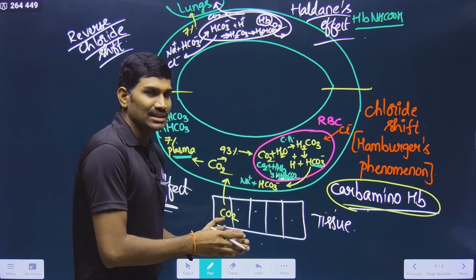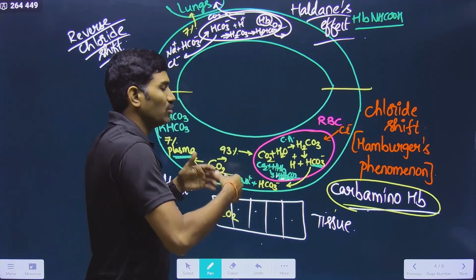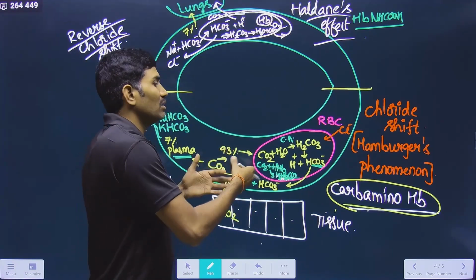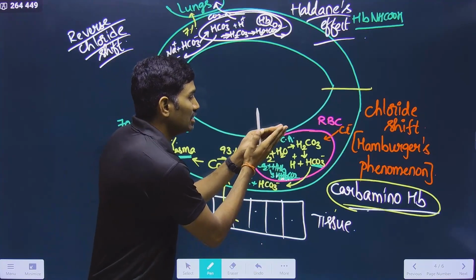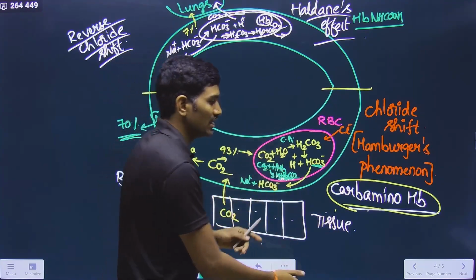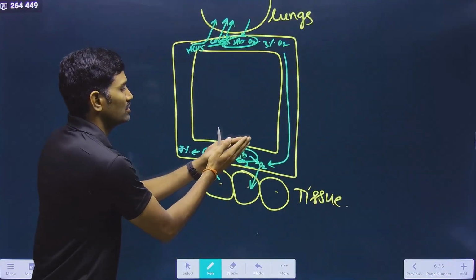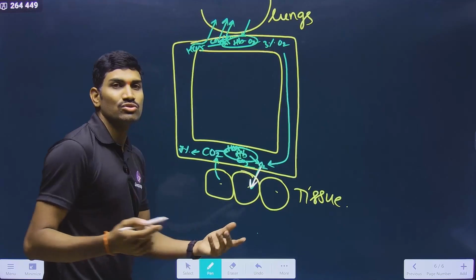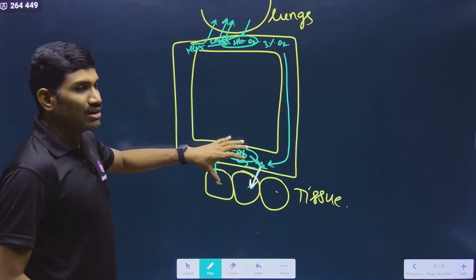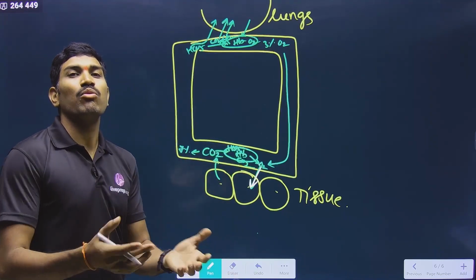Bohr effect says that at the level of tissues, CO2 levels are more. When CO2 levels are more, it is indirectly helping in dissociation of oxygen from hemoglobin, so that oxygen can easily enter into the tissues. And this particular phenomenon is called Bohr's effect.